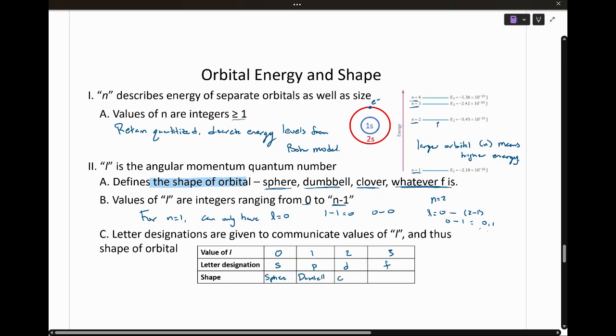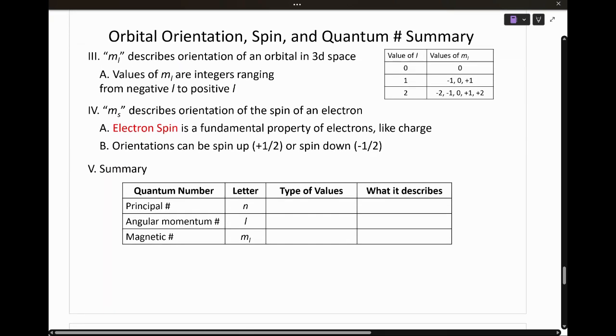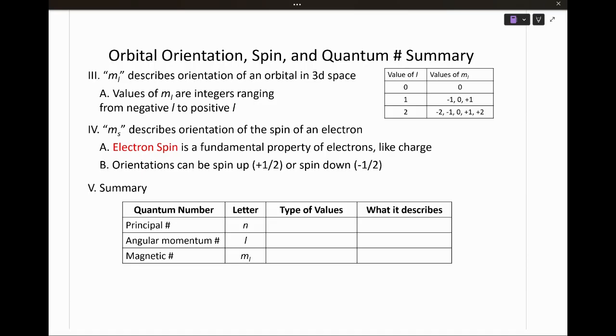D is going to be a clover. And then F is just going to be a complex shape, so we're not going to try to assign anything to that. Then we get to M of L, or M subscript L. Like I said, this describes the orientation of an orbital in 3D space. The values for M of L are integers ranging from negative L to positive L.